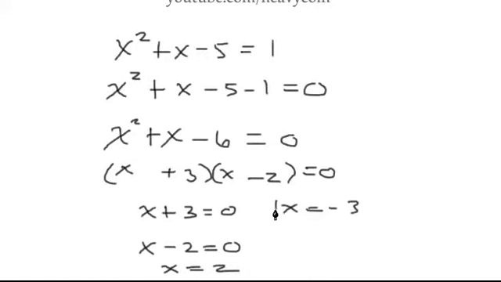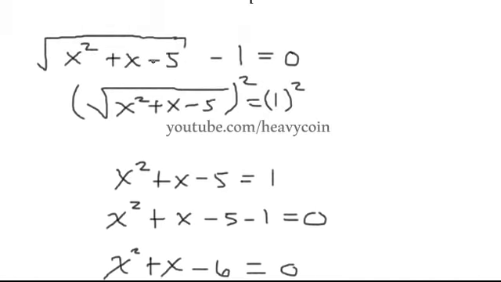So to check our work, we want to take our solutions here and plug them in to make sure that the left-hand side is all equal to 0. Alright, so you take the negative 3 and you'd plug it in right here. So negative 3 squared is 9. And 9 plus negative 3 is going to be 6. And 6 minus 5 is 1. And the square root of 1 is 1. And 1 minus 1 is 0.